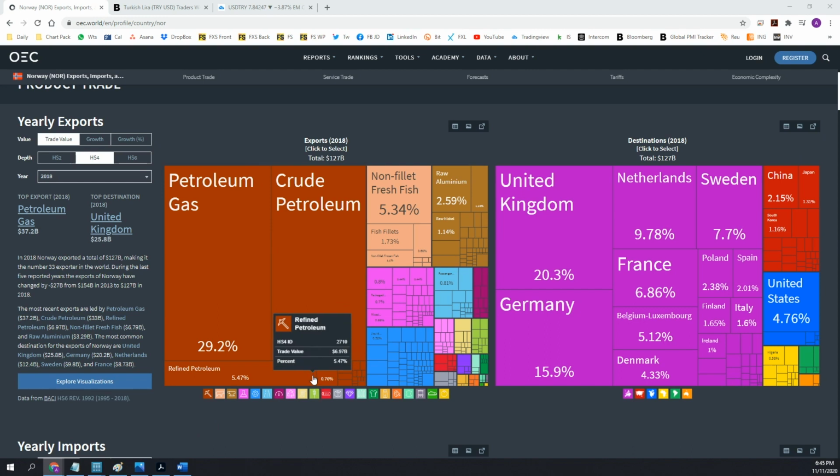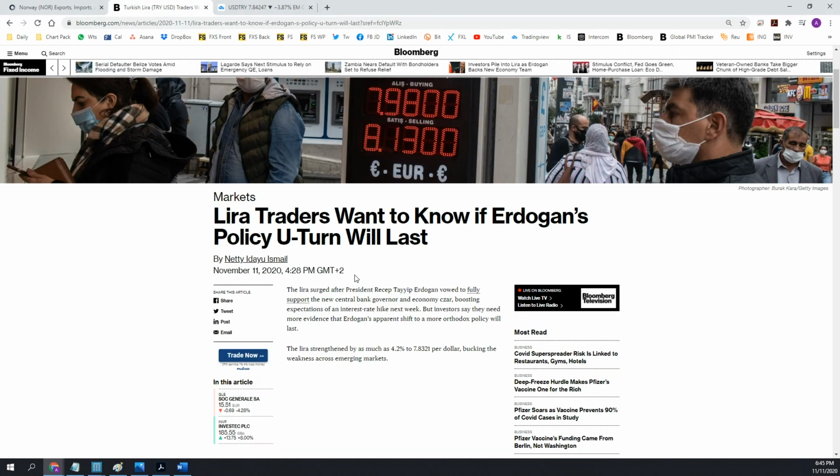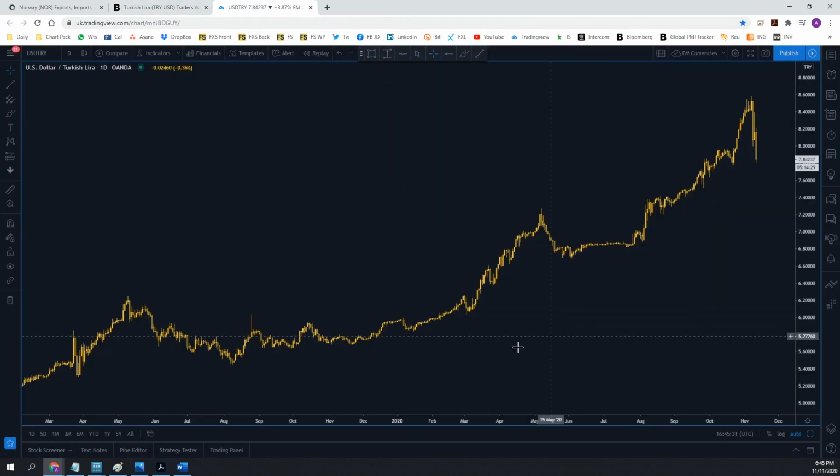Another thing when it comes to emerging market currencies that's very important is geopolitics. Geopolitics can have a massive implication when it comes to emerging market currencies, just like any others, really. A very good example has been the Turkish lira today, which has been on a massive downward slope for a very long time, especially versus the dollar.